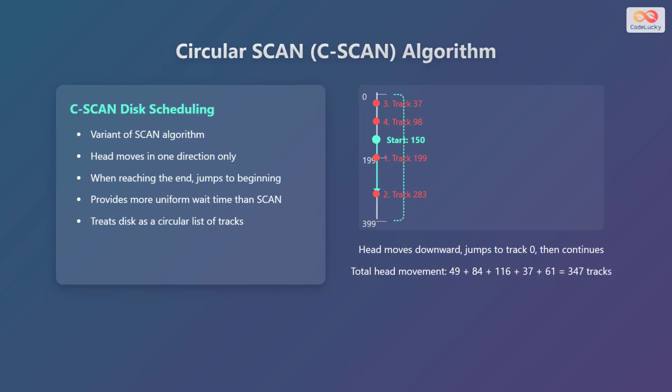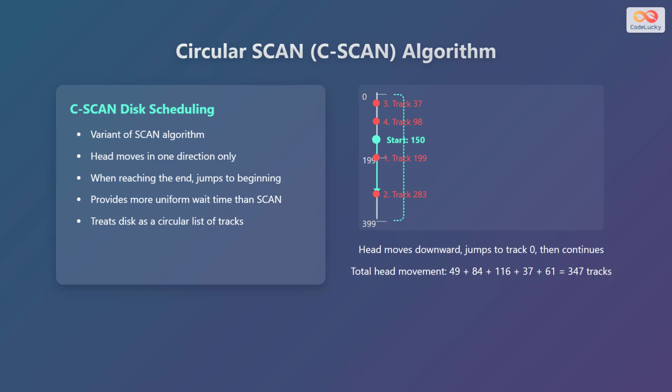Now let's explore the circular scan or C-scan algorithm. This is a variant of the scan algorithm. The head moves in one direction only. When reaching the end, the head jumps to the beginning of the disk. This provides more uniform wait times than the regular scan algorithm. Circular scan treats the disk as a circular list of tracks.